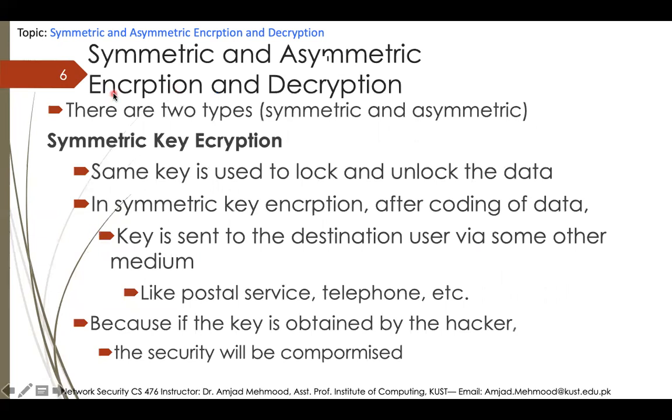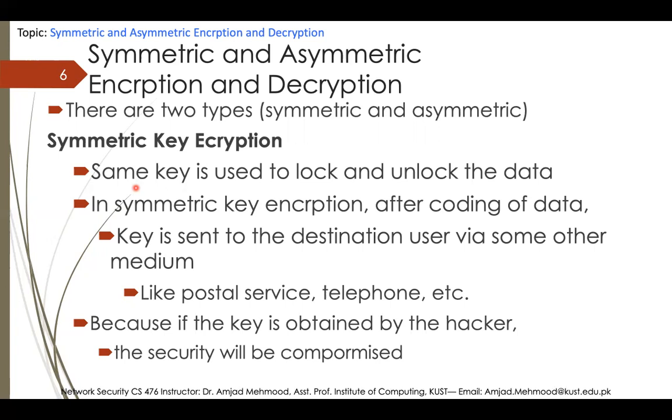Now, symmetric and asymmetric encryption and decryption. There are two types, symmetric and asymmetric. In symmetric key encryption, the same key is used to lock or unlock the data. The first thing was encryption, that before sending the data, you must encrypt it, or convert it into unreadable form, and then the message will travel over the network and reach the destination, where the destination applies a particular key on that to get the original plain text back.